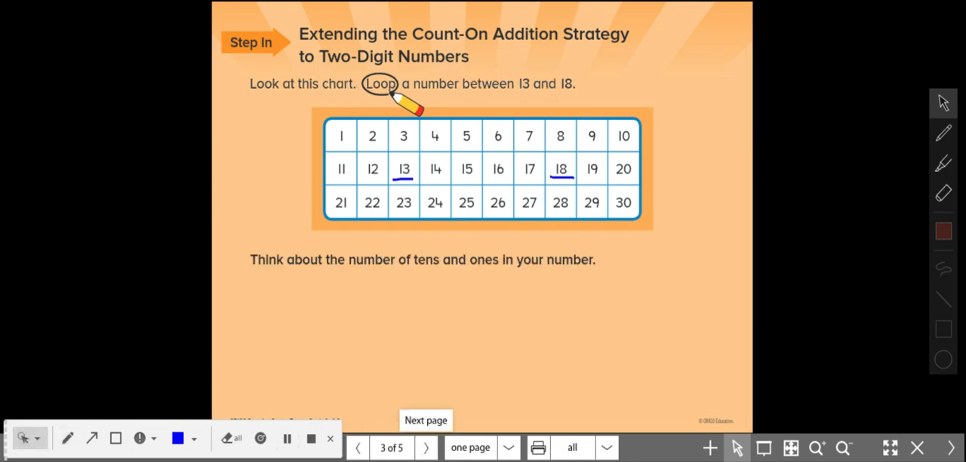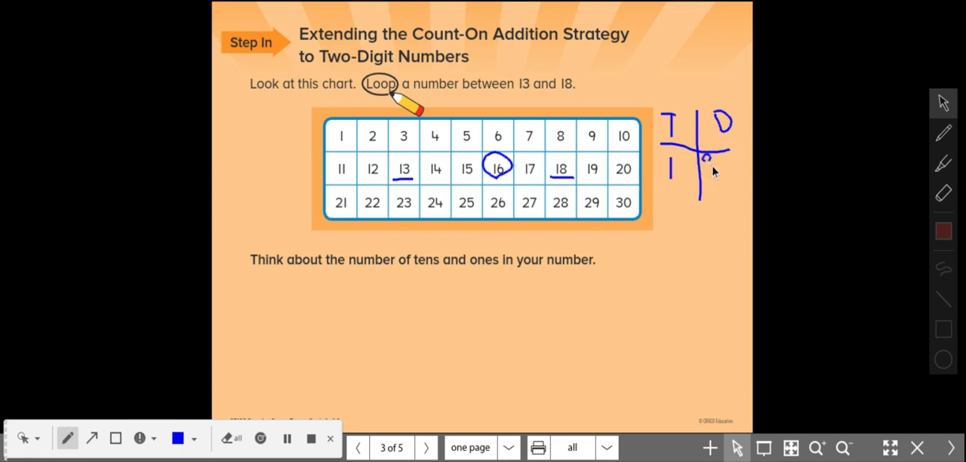Think about the number of tens and ones in your number. So I'm just going to loop one just so I have the number. I like the number 16. How many tens are in the number 16? Well, if I drew it out with place value blocks, I would have one set of 10. So here's my stick of 10. And then how many ones would I have? 6.